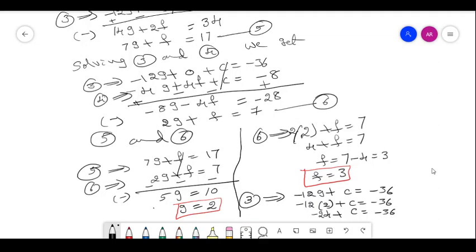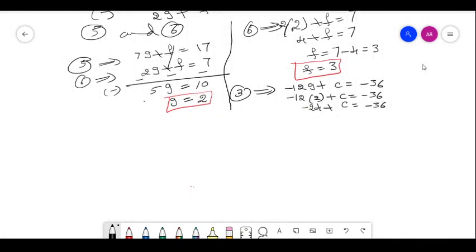Then the value of c. C is equal to minus 36 minus 24. Transposing this side, that becomes plus 24. Minus 36 plus 24, subtracting that value, that is minus 12. Therefore, the value of c is minus 12.